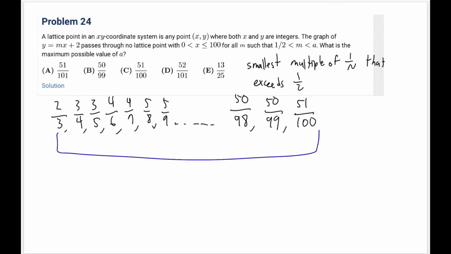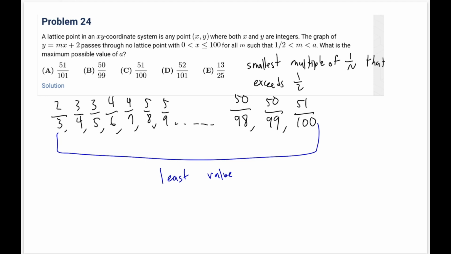And so from here we're looking for the least value, right? Because if we don't get the least value, then there will be a smaller value, so it will pass through that lattice point, right?